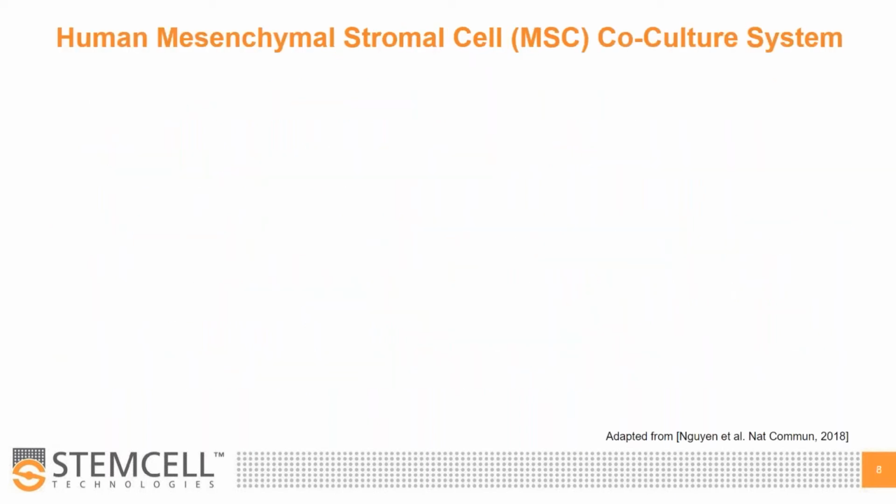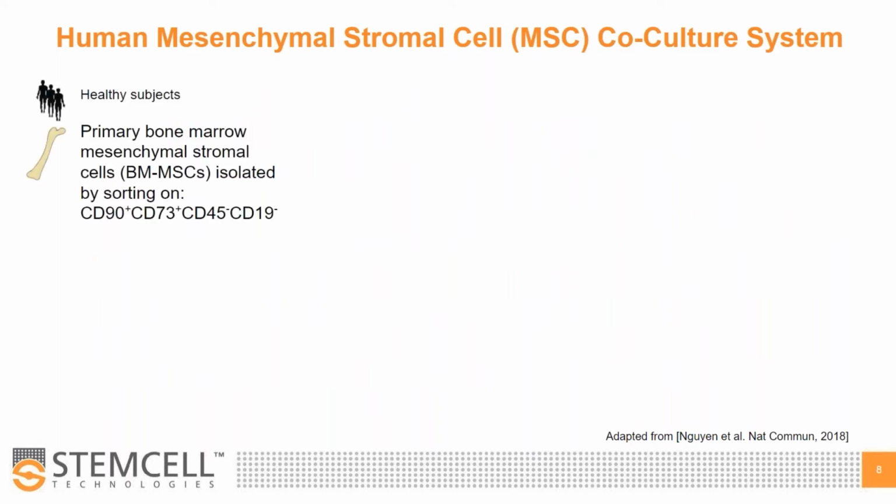First, I'm going to take you through the co-culture system that they use in the majority of their experiments. In this culture system, they isolate primary bone marrow mesenchymal stromal cells from healthy subjects. They isolate these by sorting on CD90 positive, CD73 positive, CD45 negative, and CD19 negative markers. From there, these cells are either used directly in co-culture with other cells, or they're used to generate the secretome, which is essentially a conditioned media, which is collected off of these MSCs.